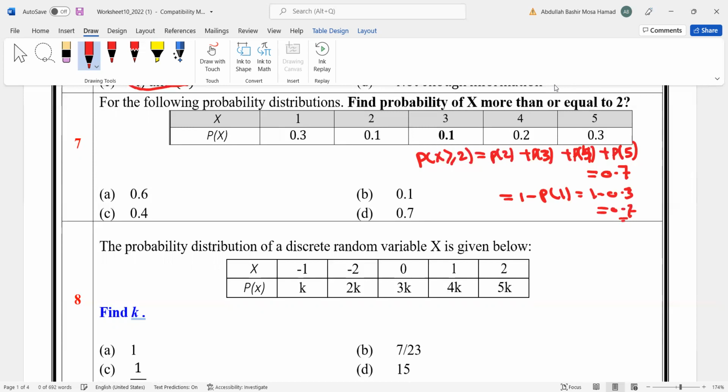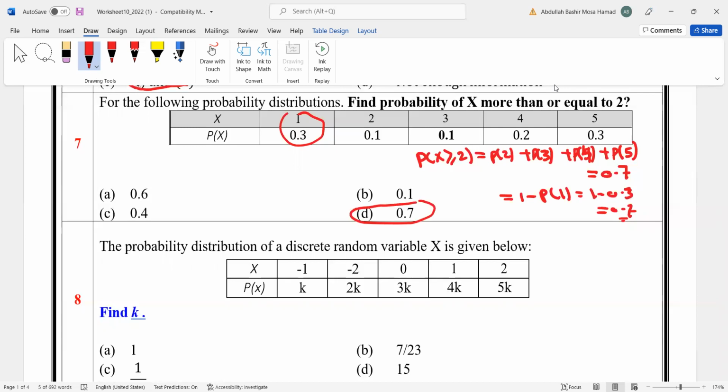So what is easy? It is easy to find the complement because we know the summation of this equals 1. So instead of finding P of 1 plus the others, we can find 1 minus P of X equal to 1. This one, the answer is D.